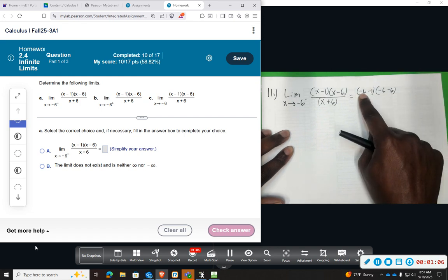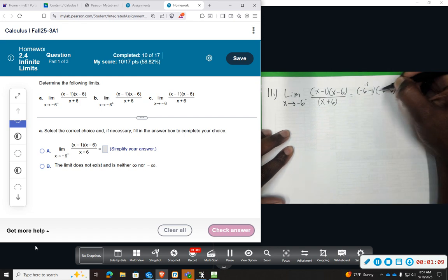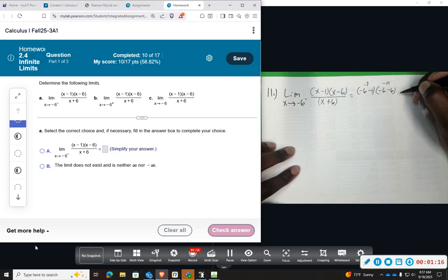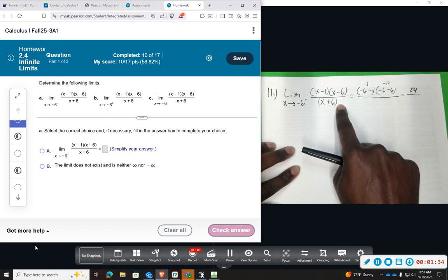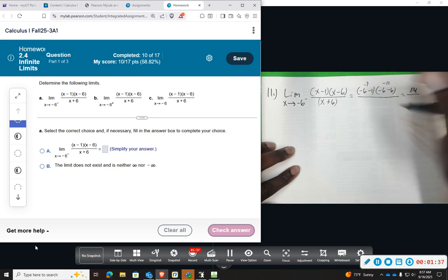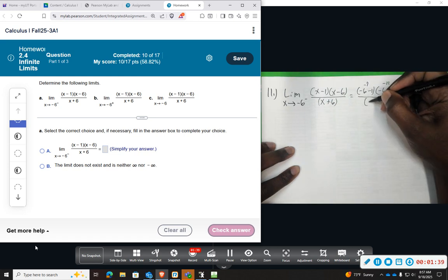So this will give me a -7. This will give me a -12. And then we multiply negative times a negative, so we end up with a positive 84. So the numerator is going toward 84. That is a constant. It's going to stay. On the bottom, if we plug in -6, we're going to get 0. So we need to see what happens as we get closer to it.